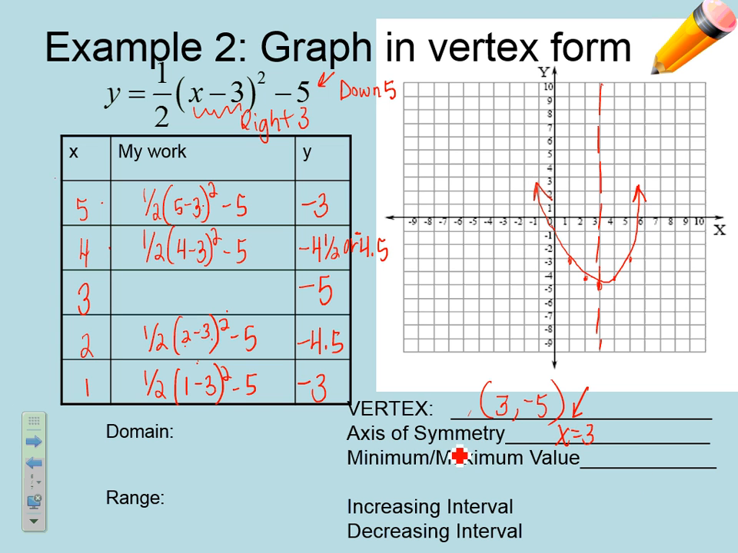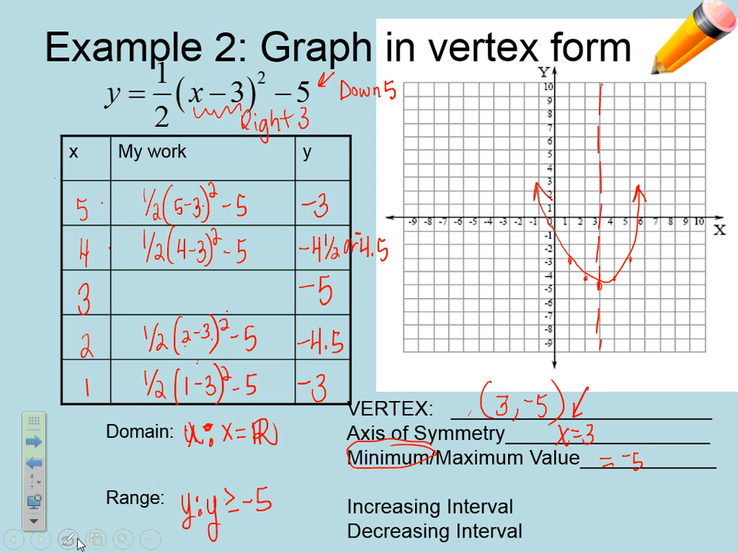Is it a minimum or a maximum value? It is a minimum value. It is a minimum value of negative 5. Okay. Domain, x such that x equals all reals. Range, y such that y is greater than or equal to negative 5.